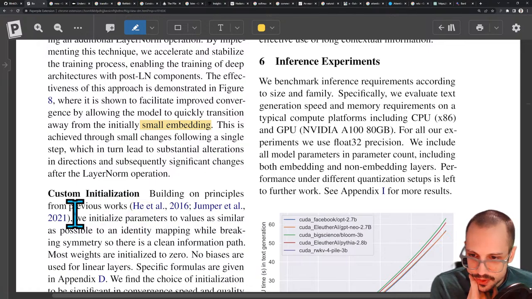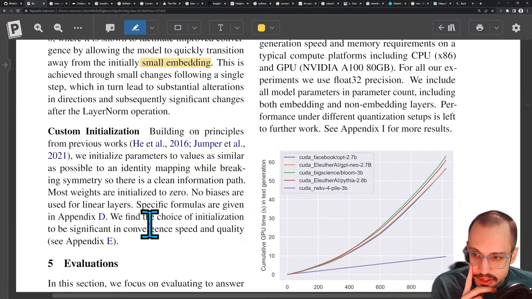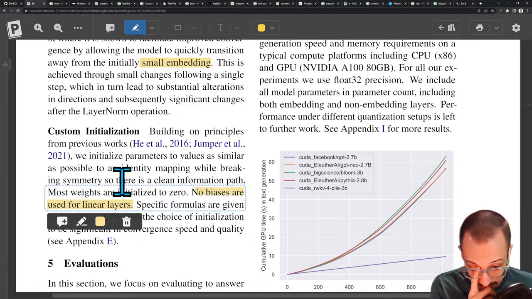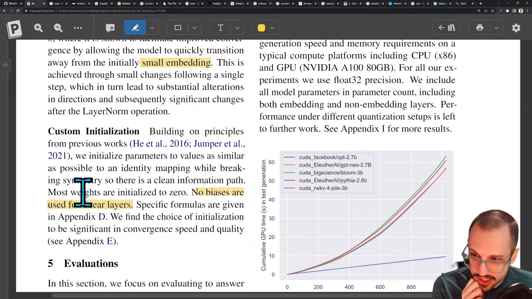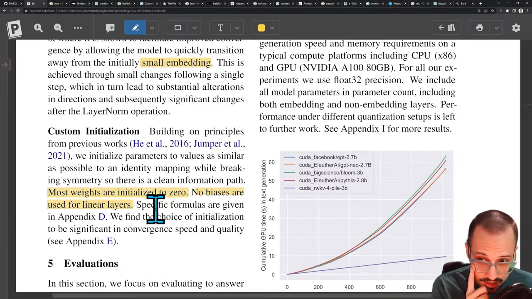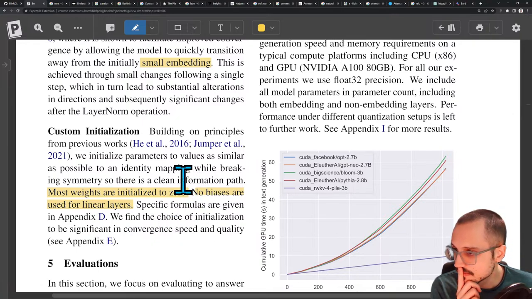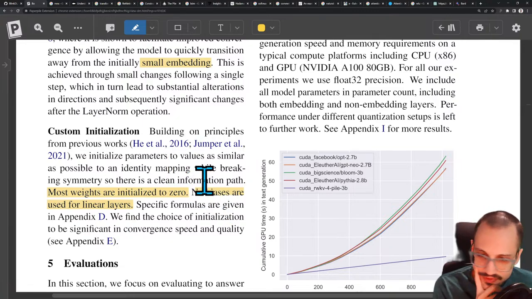Building on principles from previous works, we initialize parameters to values as similar as possible to an identity mapping while breaking symmetry so there is a clean information path. Most weights are initialized to zero. No biases are used for linear layers. Nobody likes biases anymore. Dude, get rid of the biases. Just extra complication. No one cares. They barely do anything. Most weights are initialized to zero. That's kind of uncommon, but I think the LoRA paper or ControlNet paper also did this. They also started at zero initialization. We find the choice of initialization to be significant in convergence speed and quality. E to the something plus something is faster than e to the something times something. Factorial.